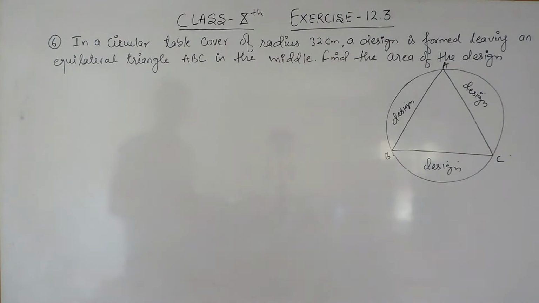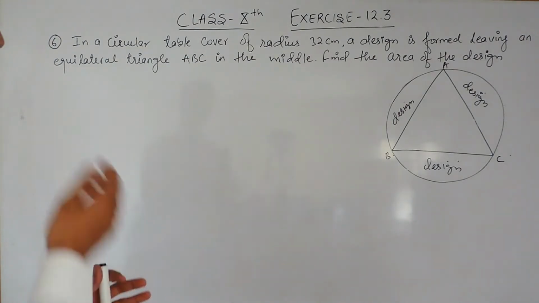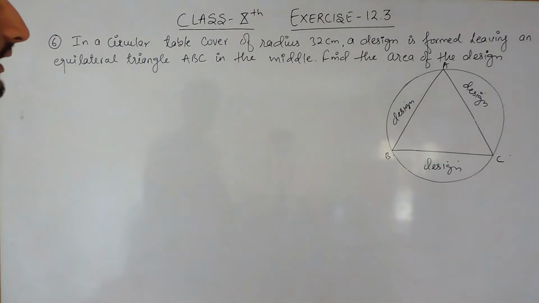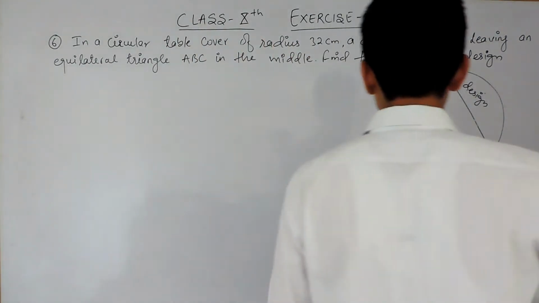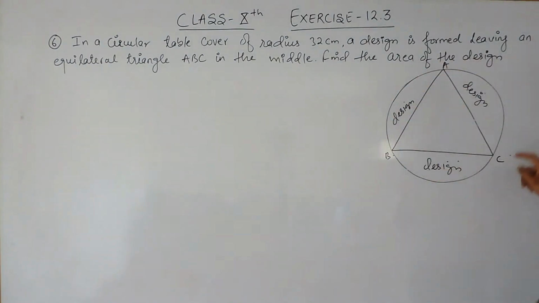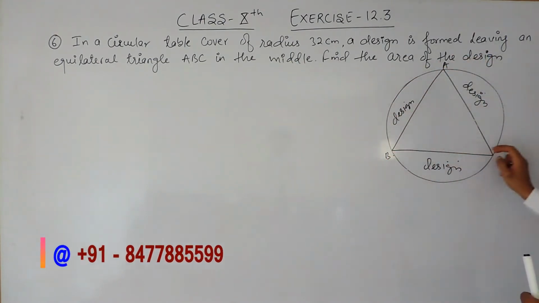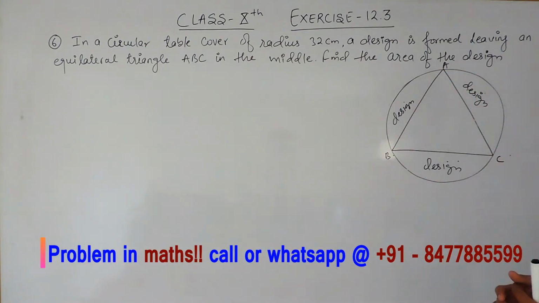The question says, in a circular table cover of radius 32 cm, a design is formed leaving an equilateral triangle ABC in the middle. You have to find the area of the design. So this is a circular table cover, and the radius of this circle is 32 cm, and we have to make a design in this area, this area and this area, leaving an equilateral triangle in the middle of this circle. You have to find the area of the design.